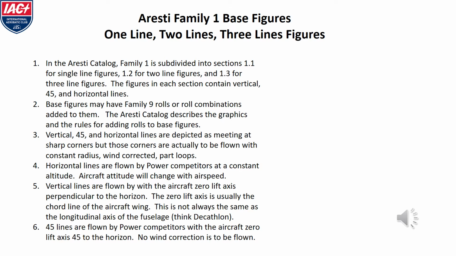Horizontal lines are flown by power competitors at a constant altitude. Vertical lines are flown with the aircraft's zero lift axis perpendicular to the horizon. 45 lines are flown by power competitors with the aircraft's zero lift axis at 45 degrees to the horizon. None of the lines are wind corrected.